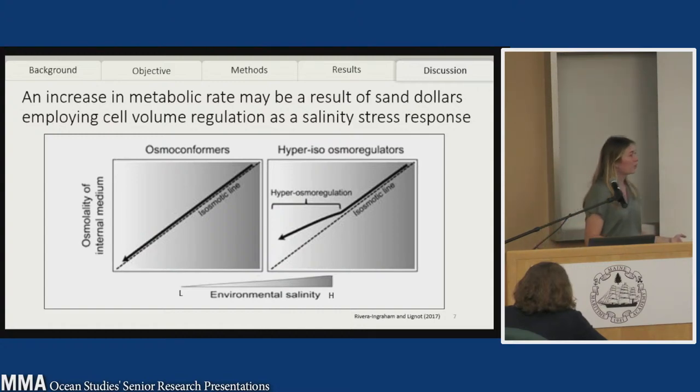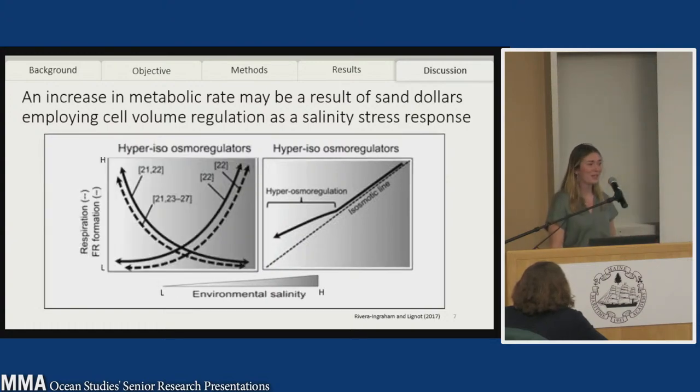An osmoconformer is an organism that when placed in a low salinity environment will match its internal fluids to be as salty as that. So they will have a low internal salinity equivalent to their external salinity. Similarly, if they're placed in a high salinity environment, they will conform to that environment and match their internal salinity to that external salinity. Whereas a hyperisoosmoregulator will utilize cell volume regulation in order to maintain a saltier internal environment compared to the low salinity external environment that they may be placed into. They will conform similarly to osmoconformers in a high salinity environment.